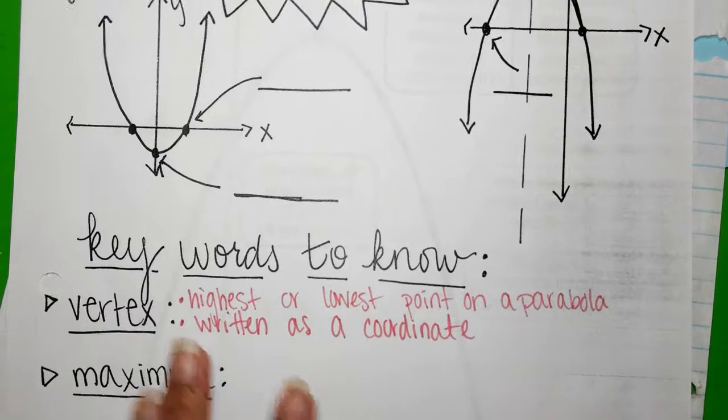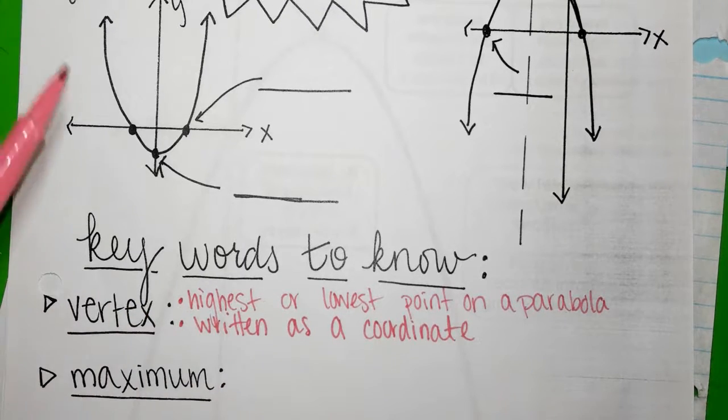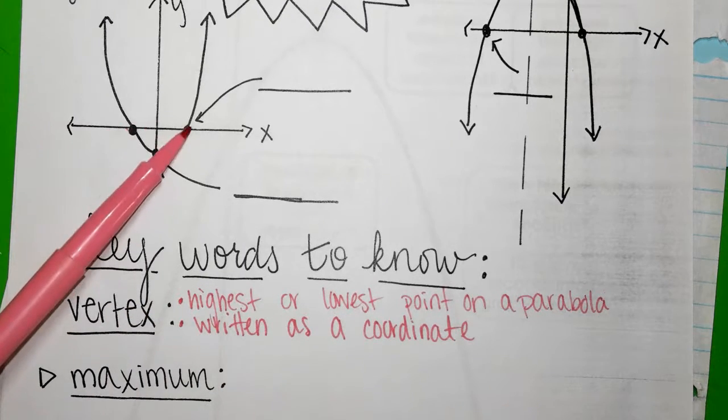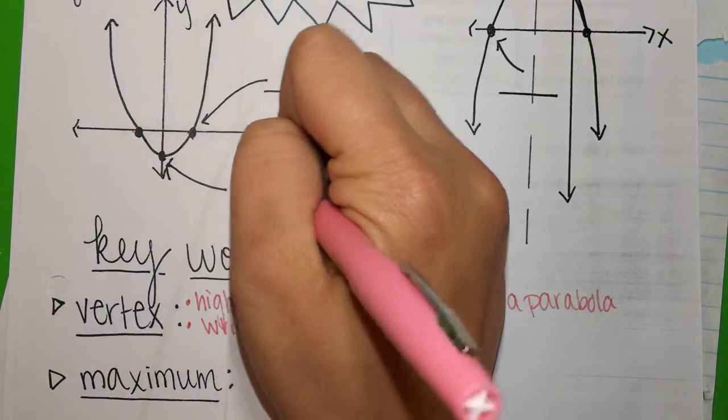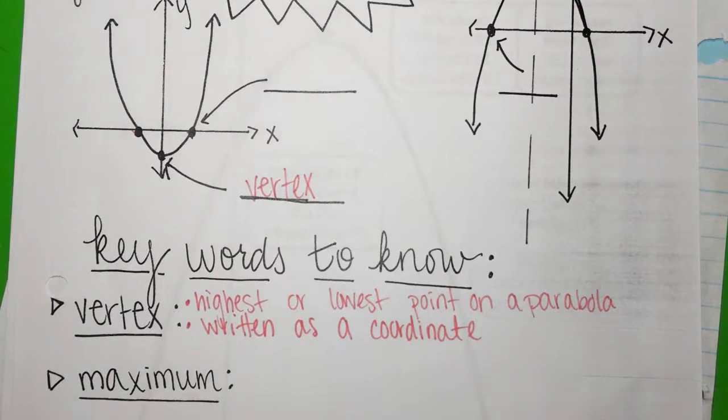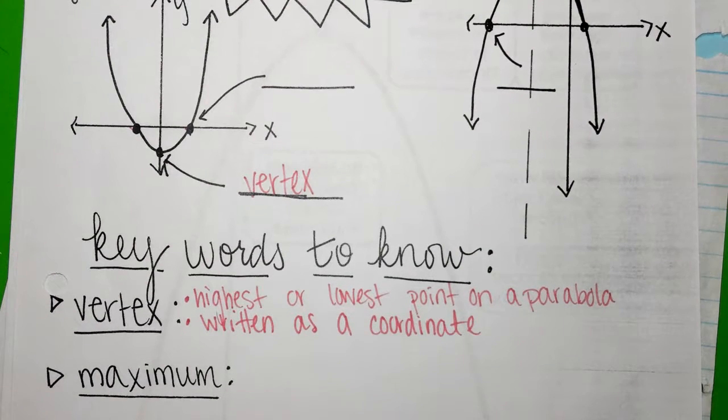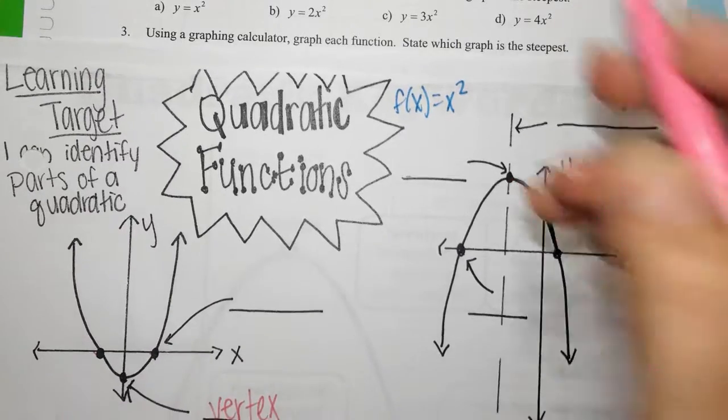Okay, so looking at our graph on the left, which of those is the vertex? Is it this point? Is it this one? So let's write vertex here. On the other one? Up here? Very good. Take a point.